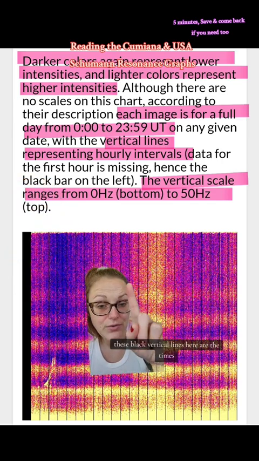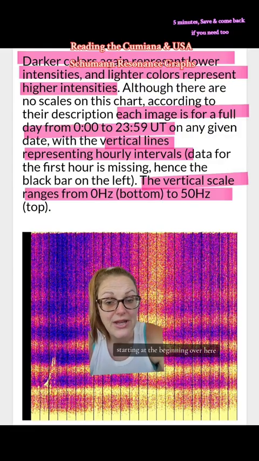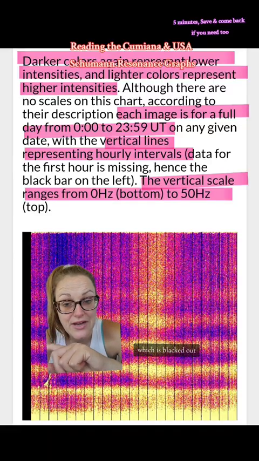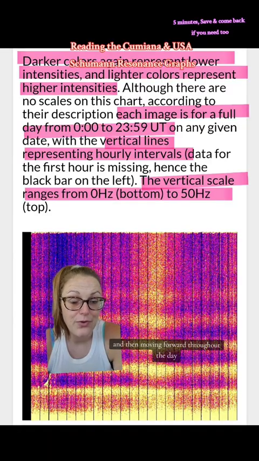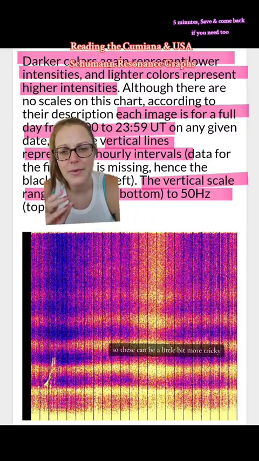These black vertical lines here are the hour intervals, starting at the beginning over here, which is blacked out, and then moving forward throughout the day, ending over here. So these can be a little bit more tricky.